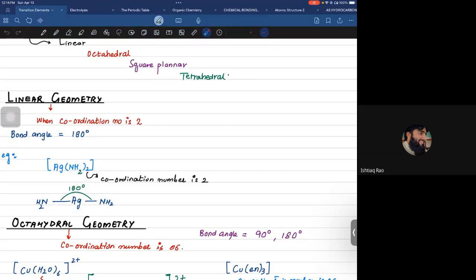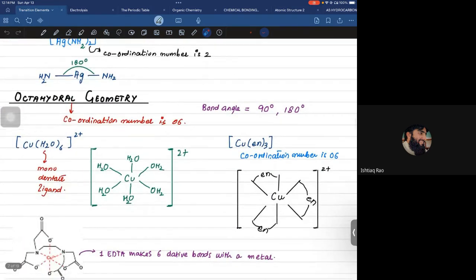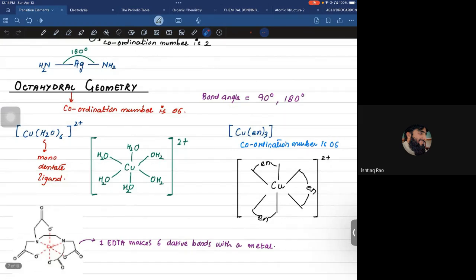Then when we have an octahedral complex, octa means when the coordination number is 6. It may be just like that, or it may be like that. You can see 3 over there, but of course this is a bidentate ligand, which means that one bidentate ligand is going to have two dative bonds. So if you have in total 3 bidentate ligands, how many dative bonds would it be forming? 6. That's why the coordination number is 6 in this case.